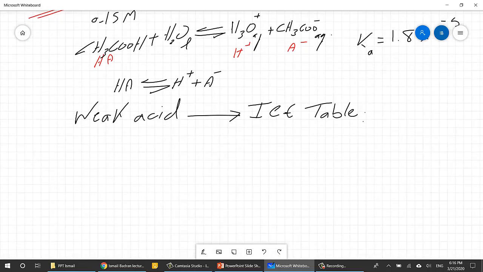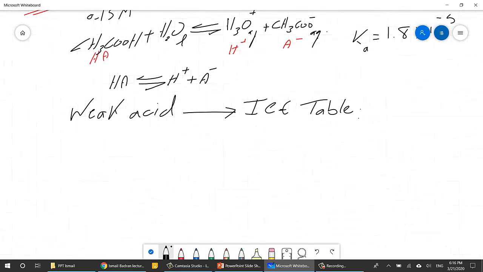So we'll proceed as follows. We start with this equation. The HA gives H plus and A minus. So you have HA, and you have H plus, and you have A minus. So initially, I means initial. Before doing anything, you have 0.15 molar of HA. You are having no H plus or A minus.